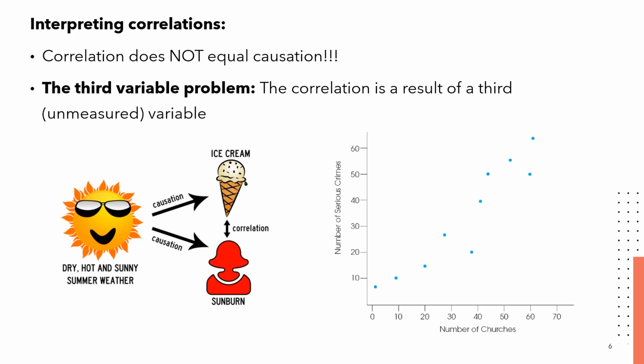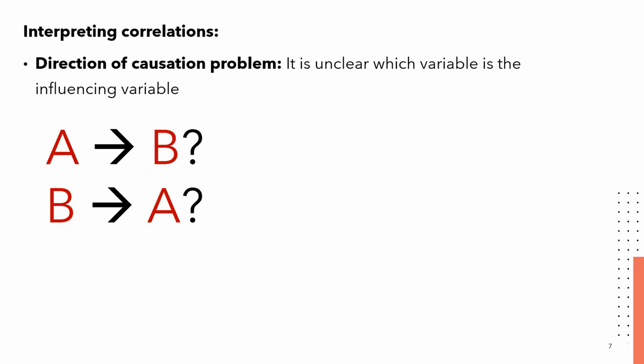Likewise, there's a correlation between the number of serious crimes and the number of churches in a town. But the churches aren't causing the crime rate to increase. Rather, there's a third variable here of population size, where as population increases, the crime rate increases along with the number of churches built. We also have to be aware of the directionality problem, where correlations cannot tell us which variable is influencing the relation.